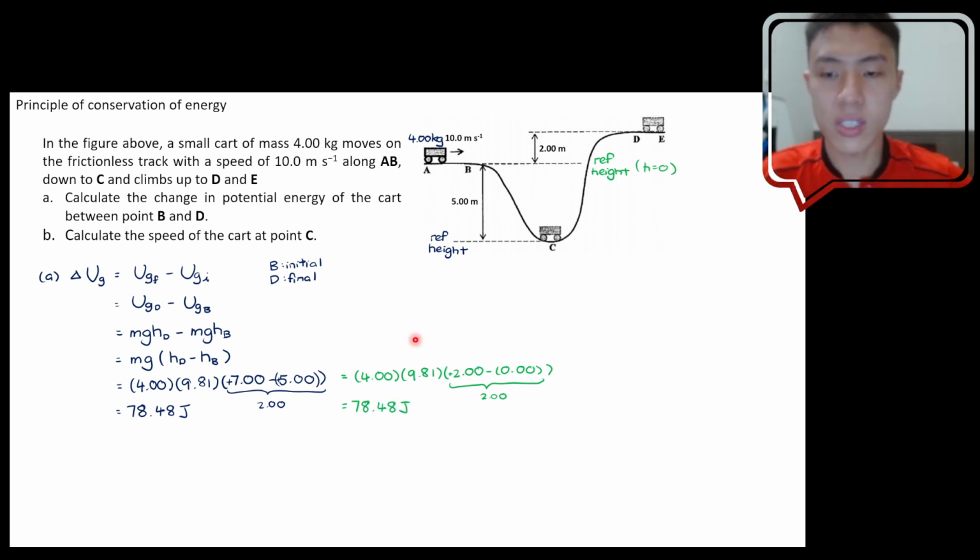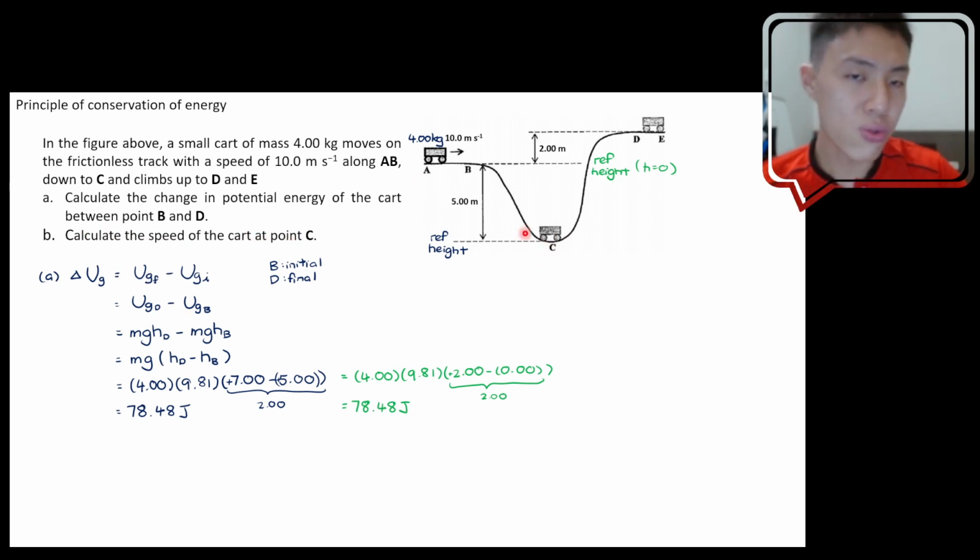Again, what's the key message here? No matter where you pick your reference height, you will still get the same answer for your change of gravitational potential energy. Okay, next, calculate the speed of the car at point C. So they ask for the speed over here.